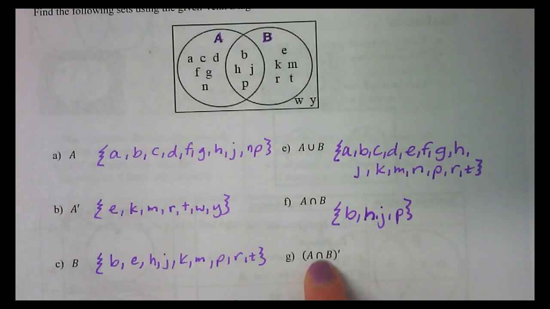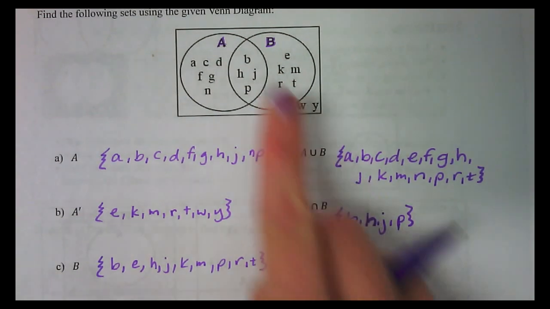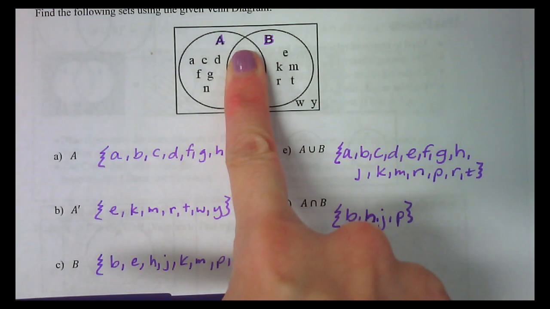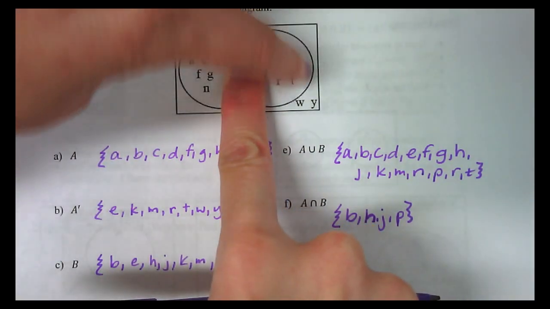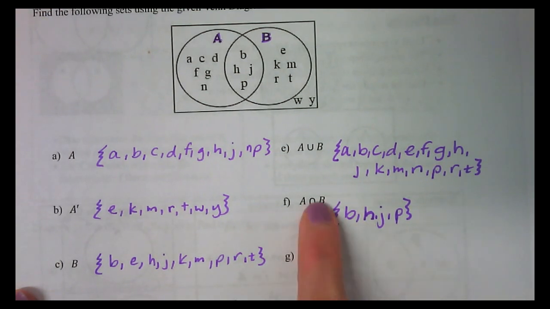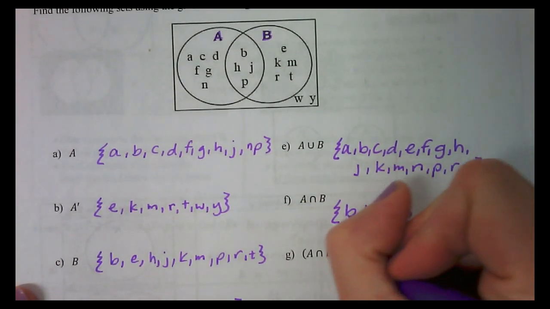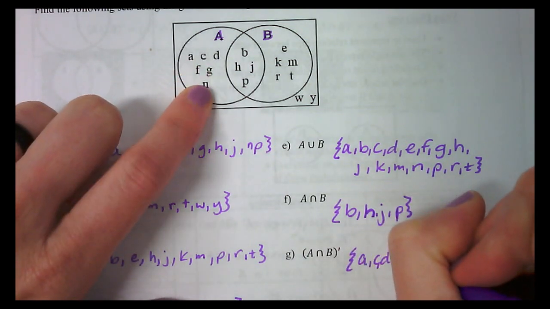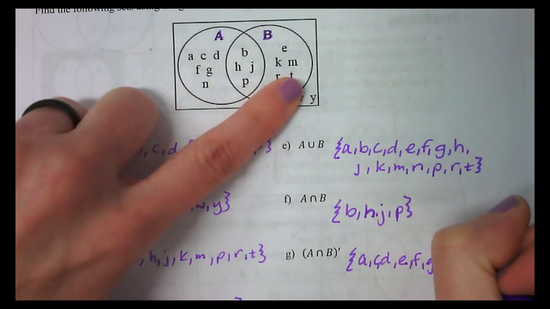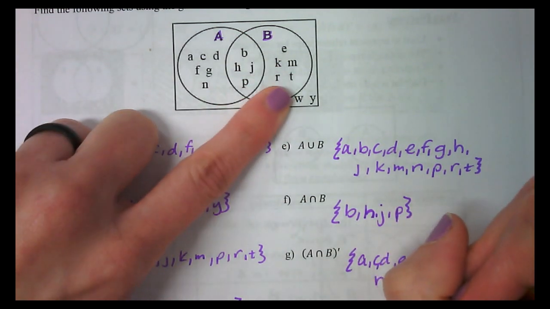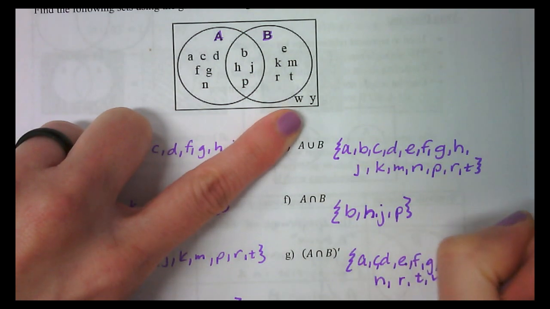And now this says A intersect B and we have a complement sign. So this is going to be everything that is not in the intersection. So taking this out, it's everything else. So everything from here, and everything on the outside. It's basically everything but the intersection. So I'm going to go with these, A, C, D, E, F, G, K, M, N, R, T, W, Y.